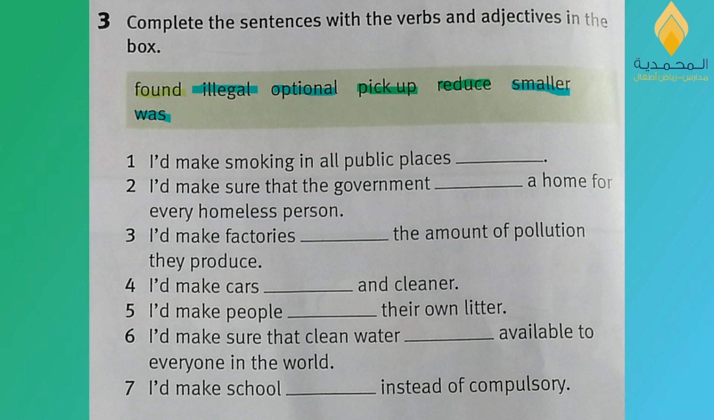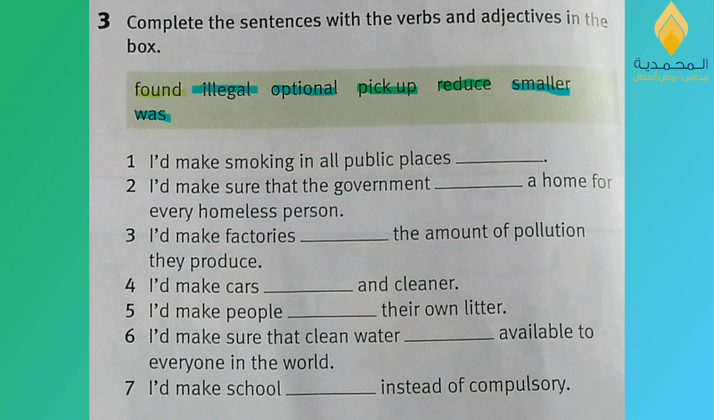Number 1. I'd make smoking dash in all public places. Yes, we know smoking is against the law, so what would be the appropriate word? Illegal. 2. I'd make sure that the government dash a home for every homeless person. What are we going to ask the government to do? We're going to ask it to find a home for every homeless person. So the appropriate one would be the verb found. Number 3. I'd make factories dash the amount of pollution they produce. What are we going to ask those factories to do? To minimize, to make it less.